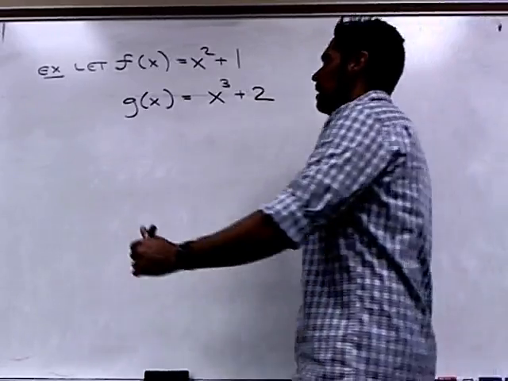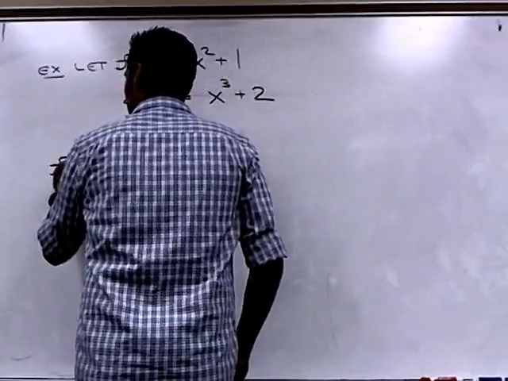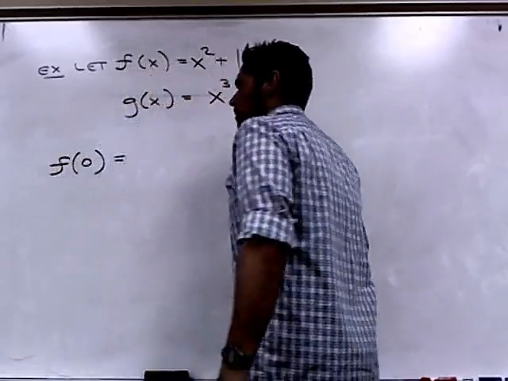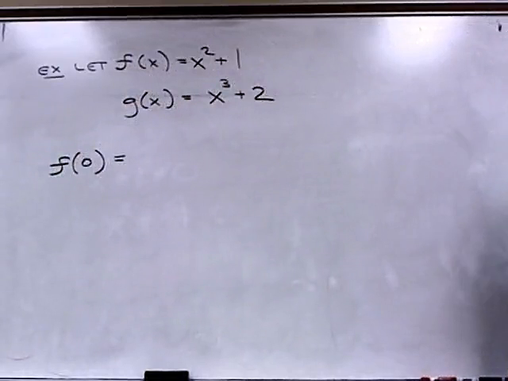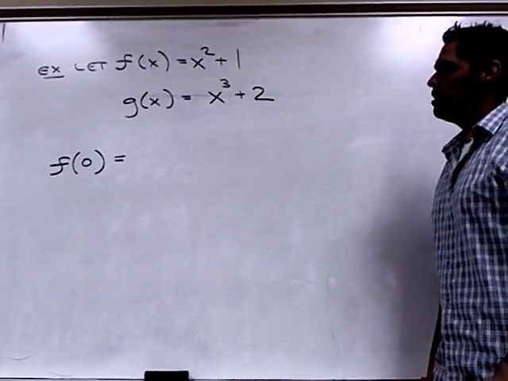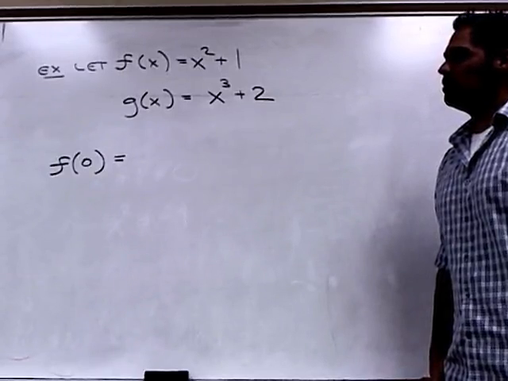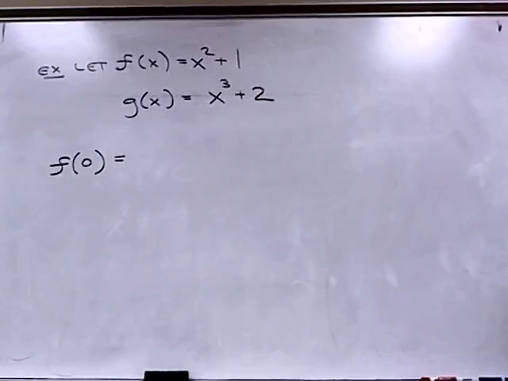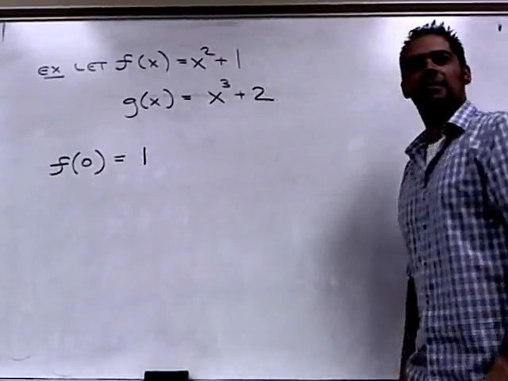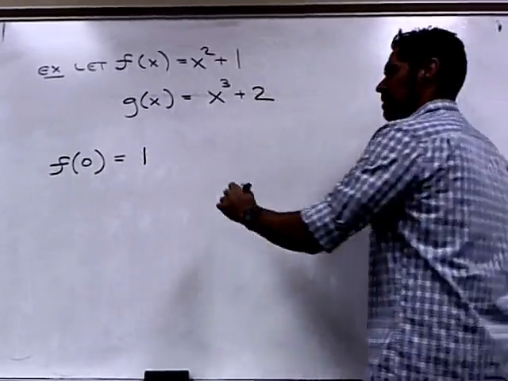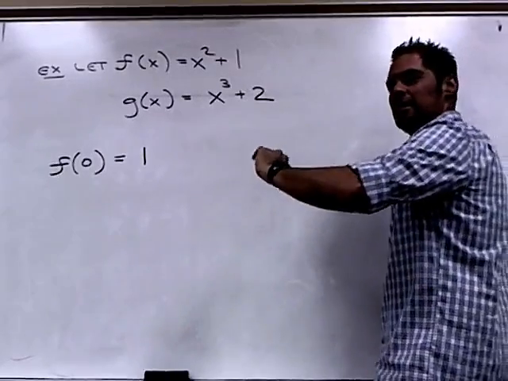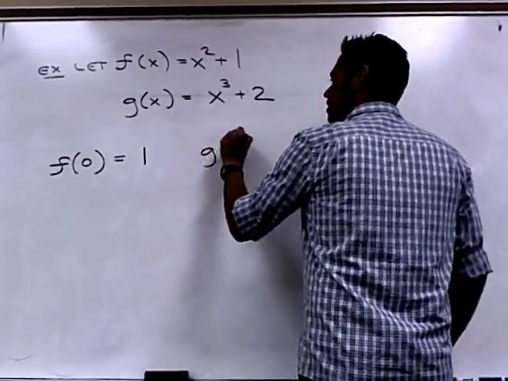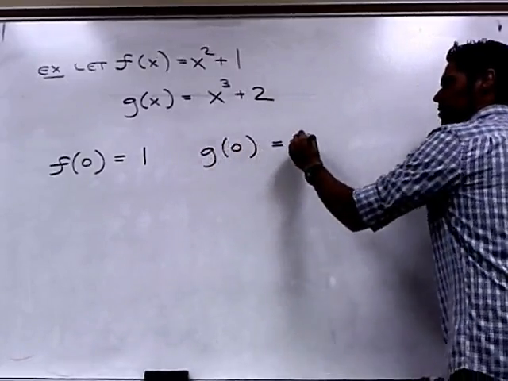So if I put something like this on the board, what I'm saying is females, what is f of 0? Females, not males. Anyone? Which is? It's f of 0. Don't be shy. 1, right? It's just 1, right? Okay. This isn't a trick question or anything. What's g of 0? 2, right?